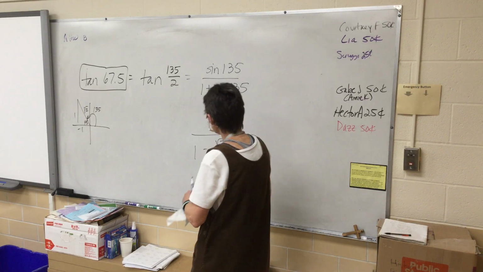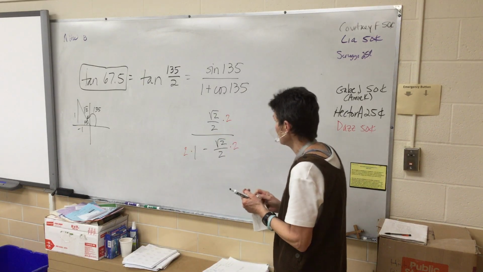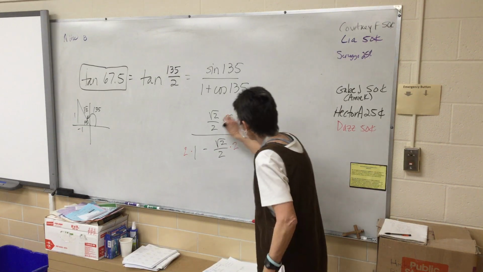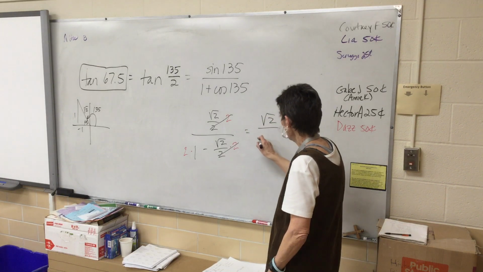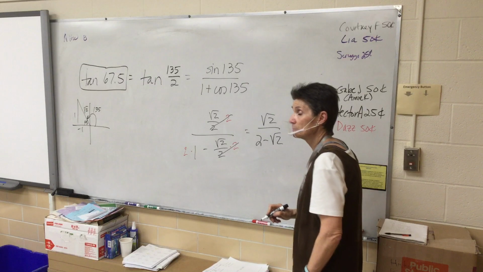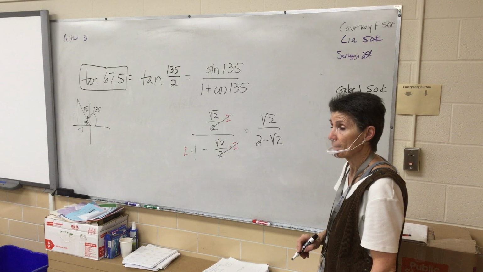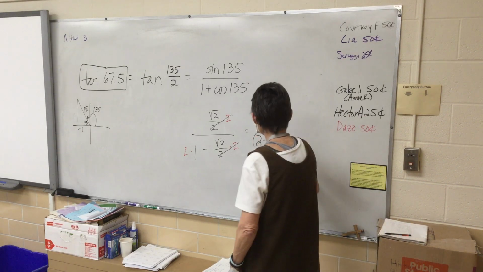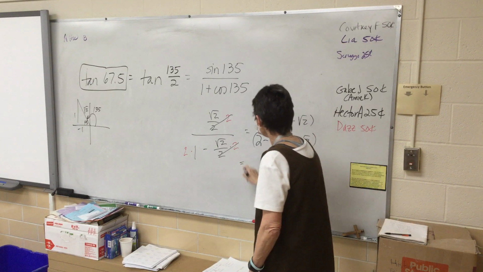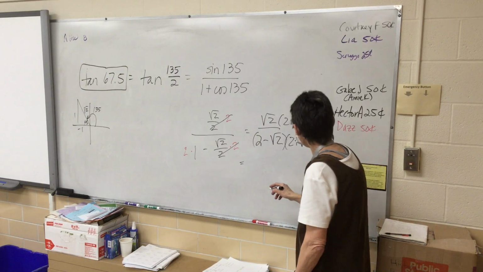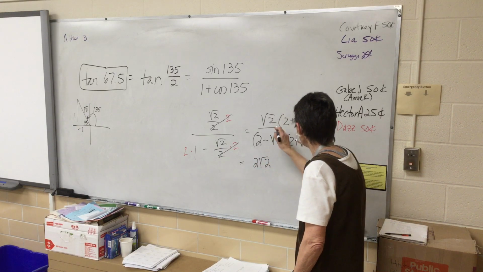Multiply by the common denominator, which happens to be 2 again. So we're going to multiply everything by 2. That's going to cancel and that's going to cancel. So we end up with root 2 over 2 minus root 2. All right, then what? The conjugate, 2 plus root 2. So on top, I'm going to distribute, and I get 2 root 2 plus 2.